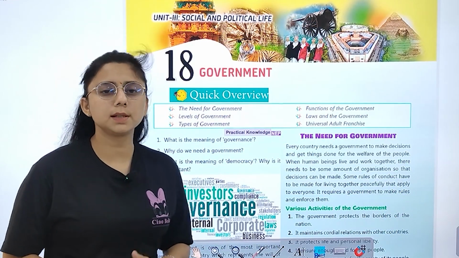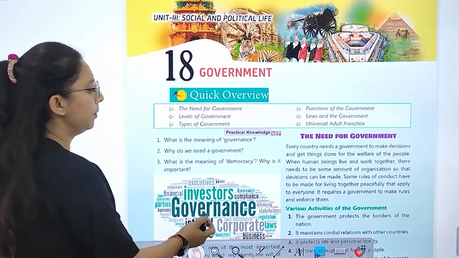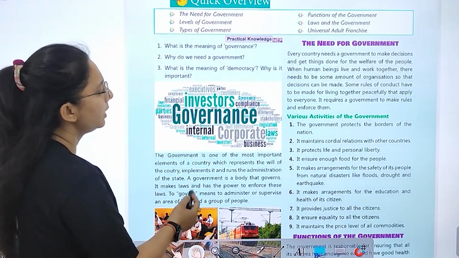Start with chapter number 18, government. So in this chapter, we will study about government. Why do we need government? Levels of government and different types of government.